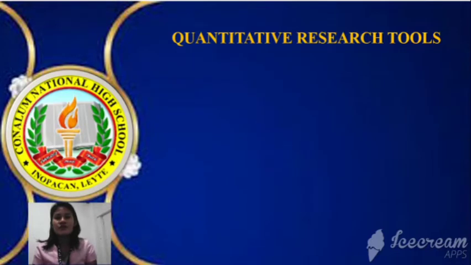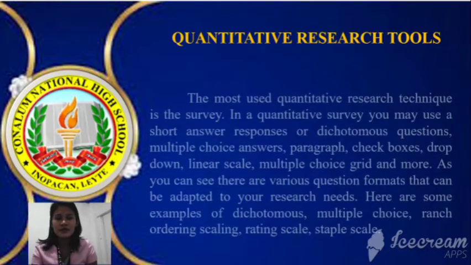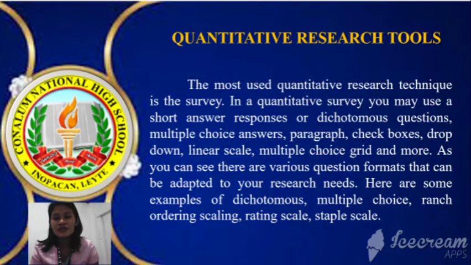Okay, let's go to quantitative research tools. Again, quantitative includes numbers, figures, and, what do you call this one, measurement. Okay. The most used quantitative research technique is the survey. In a quantitative survey, you may use short answer responses or dichotomous questions, multiple choice answers, paragraphs, check boxes, drop down, linear scale, multiple choice grid, and more.